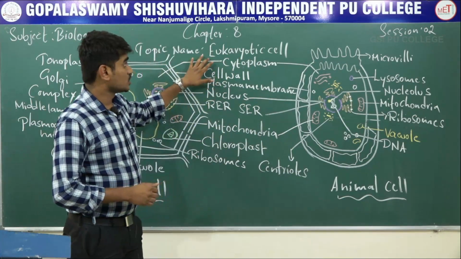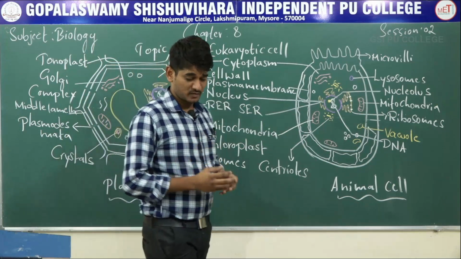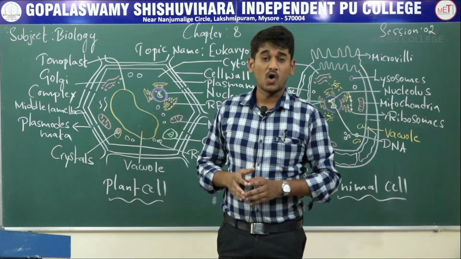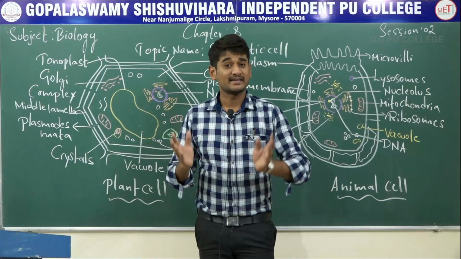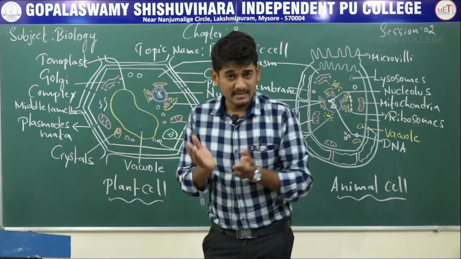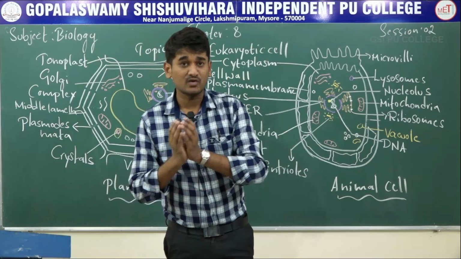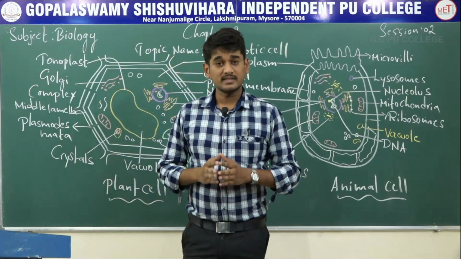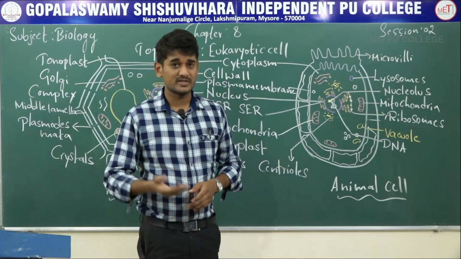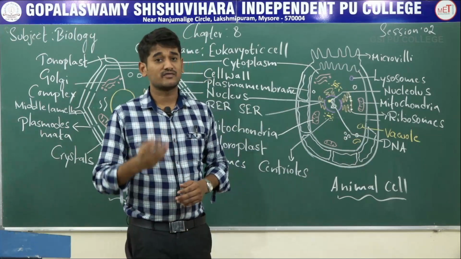So dear students, eukaryotic means true nucleus, which means presence of a true nucleus or well-developed, well-organized nucleus. The nucleus is surrounded by the nuclear membrane or nuclear envelope. Dear students, the eukaryotic cells include all protists, plants, animals and fungi.